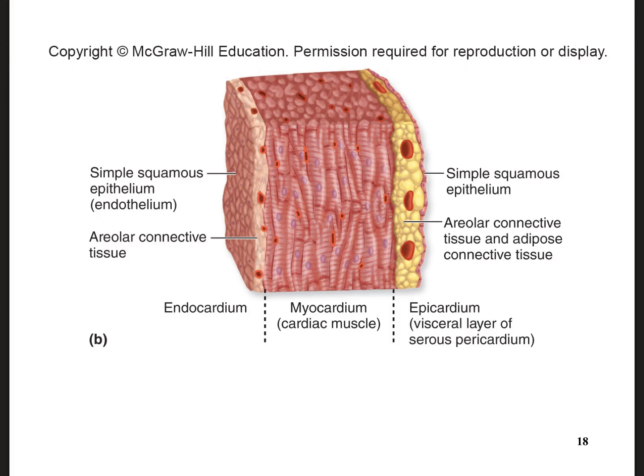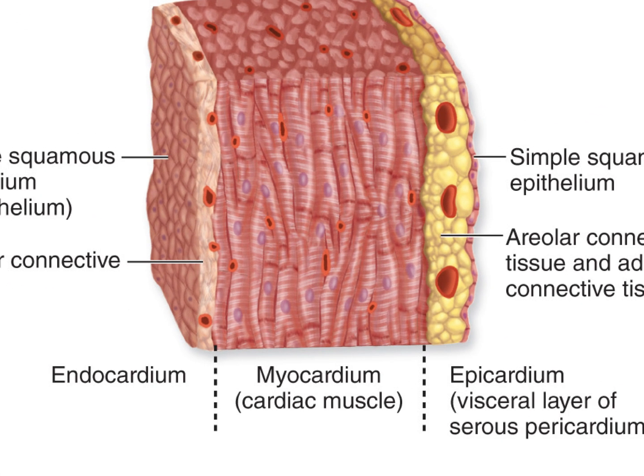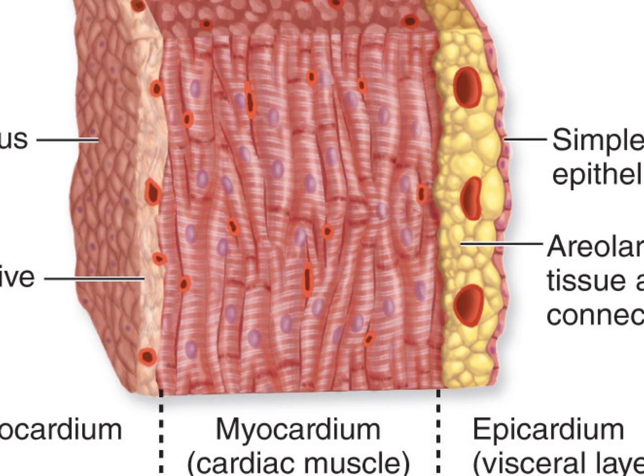Beneath the visceral pericardium is the myocardium. The myocardium is the structure made up of cardiac muscle, which contracts. Cardiac muscle cells are mostly uninucleated. They have one nucleus. Here's one cardiac muscle cell outlined in green. It has one centralized nucleus. It also has these light red things, which are striations. Cardiac muscle is striated.